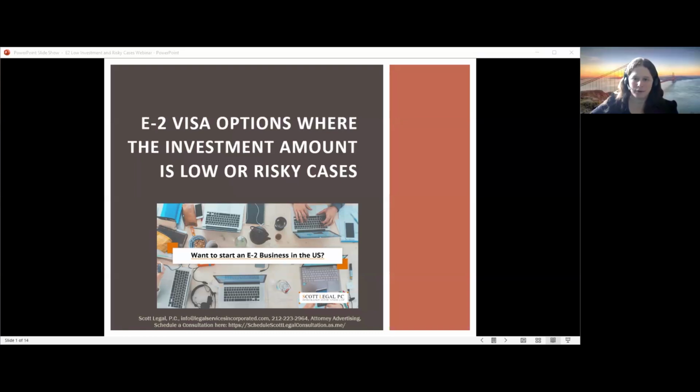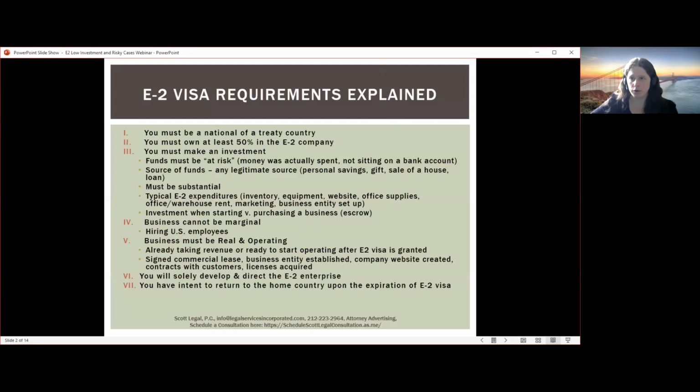Thank you. So we will get started today just talking a little bit about the basic E2 visa requirements. One main requirement is that you have to be a national of a treaty country. This means a country that has a treaty with the United States that usually offers reciprocal benefits to U.S. citizens to have visas in those countries. There are many, many treaty countries, including Canada, the UK, France, and many all over the world in Europe, South America and Africa. So that's your starting point: do you have a passport from a treaty country?